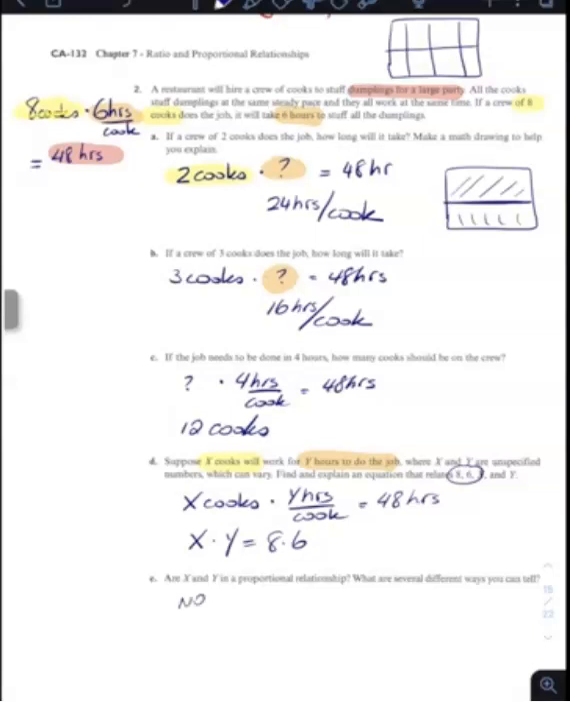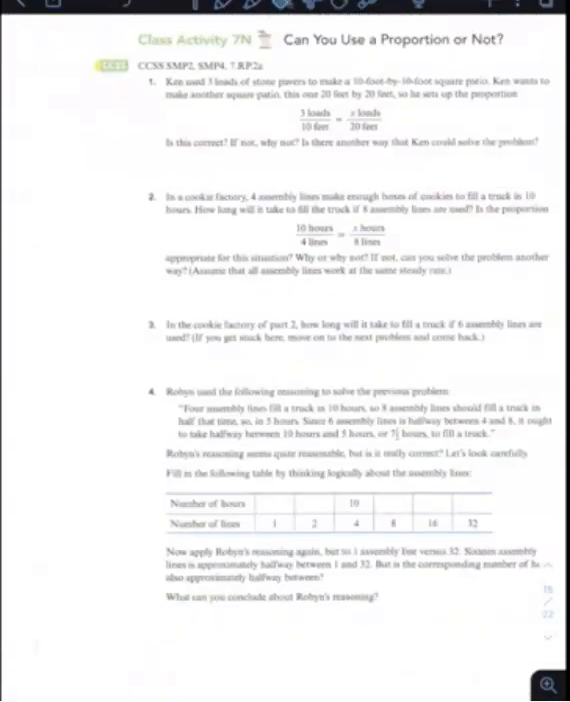So this is no. And what I'd like you to do is write out as many different reasons why you think it's not a proportional relationship as you can. Let's take a look at a situation where something sounds proportional, and it might be proportional, but we really need to make sense of it to confirm that we are setting up the correct proportions.